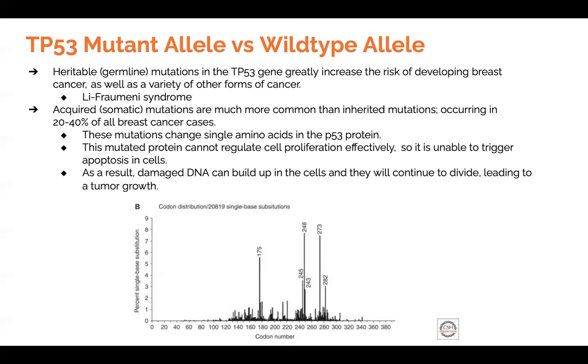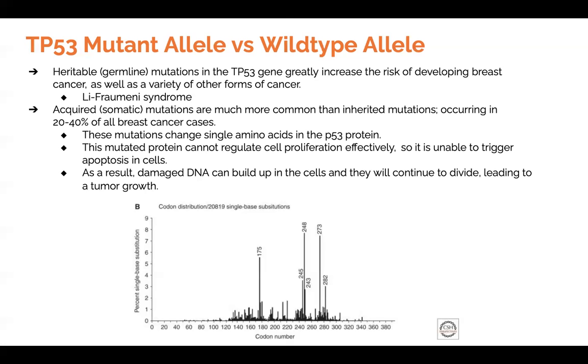This mutated protein cannot regulate cell proliferation effectively, so it is unable to trigger apoptosis in cells. As a result, damaged DNA can build up in the cells and they will continue to divide, leading to tumor growth. The image below shows that there's roughly 380 codons, which also means that there's roughly 380 amino acids.